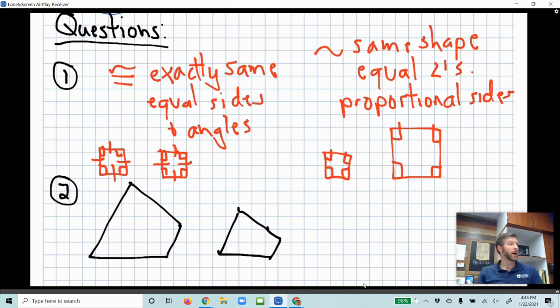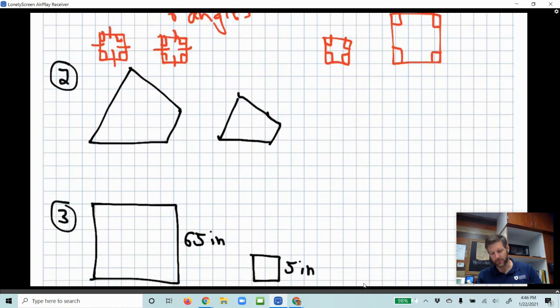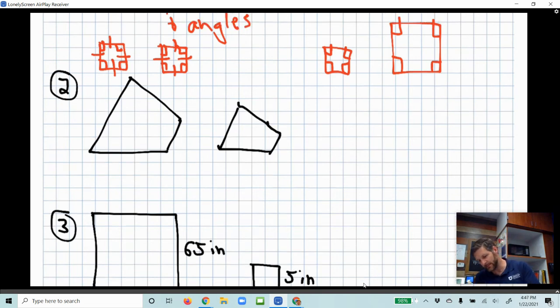Okay. Number 2 asks, in similar polygons, what changes, the side lengths or the angles? Okay, again, we're just hammering this to death just so that you can get it clear, but the angles stay the same.